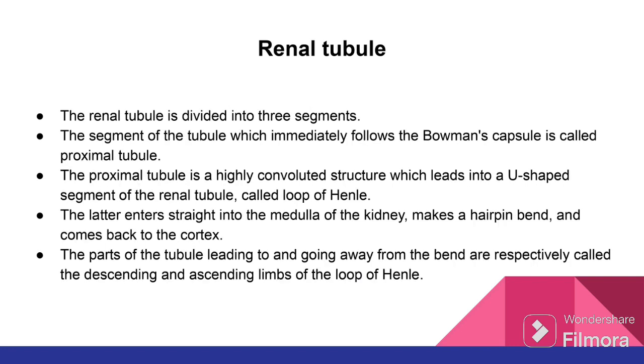Renal tubule. The renal tubule is divided into three segments. The segment of the tubule which immediately follows the Bowman's capsule is called proximal tubule. The proximal tubule is a highly convoluted structure which leads into a U-shaped segment of the renal tubule, called loop of Henle. The latter enters straight into the medulla of the kidney, makes a hairpin bend, and comes back to the cortex. The parts of the tubule leading to and going away from the bend are respectively called the descending and ascending limbs of the loop of Henle.